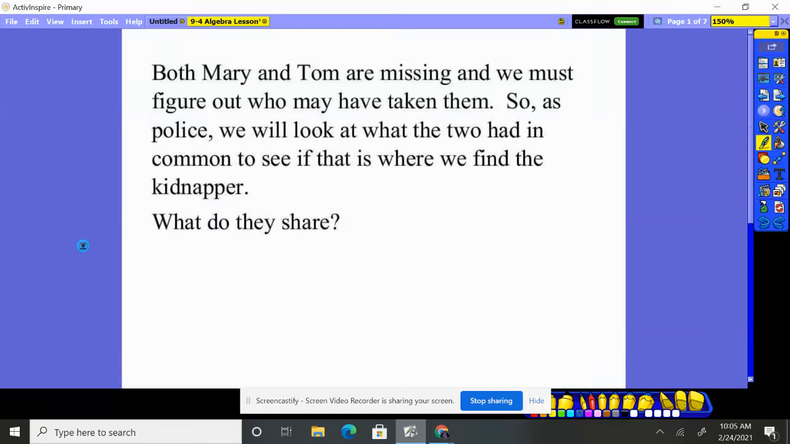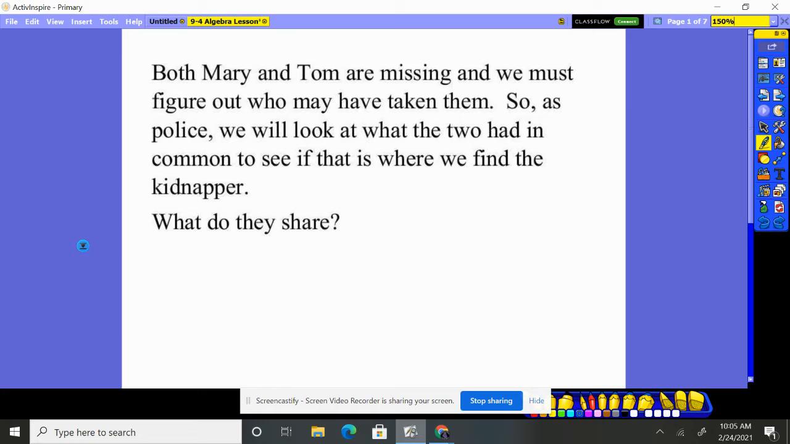All right, we're going to be crime investigators today. Both Mary and Tom are missing, and we must figure out who may have taken them. Who could it be? Could it be Mr. Carroll over there? I don't know who took them, but somebody took them. So as police, we will look at what the two had in common to see if we can figure out where this kidnapper is. What do they share?